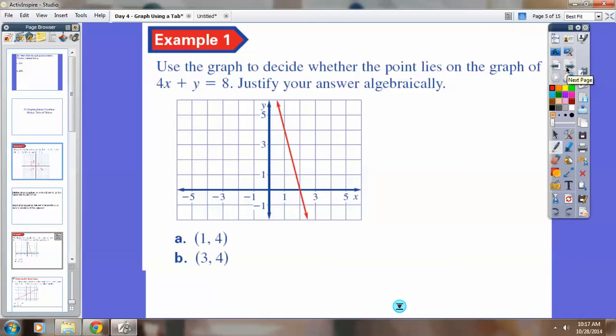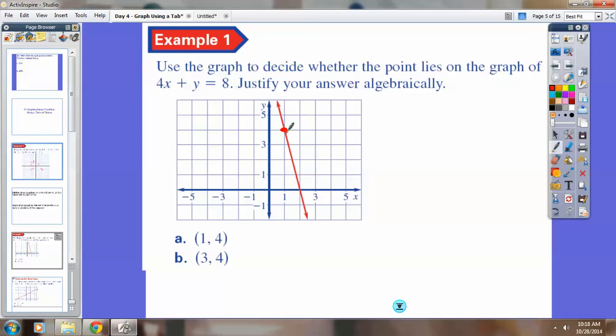So what I've given you in the next example is a graph. It says use the graph to decide whether the point lies on the graph of 4x plus y equals 8. Justify your answer algebraically. Let me back up. If an ordered pair is a solution, that means it falls on that line. Does the ordered pair (1, 4) fall along this line? Take your pencil and put a dot where (1, 4) is. Don't say anything. Just put a dot there. Over 1 and up 4. Is that point on our line? Yes. So it is a solution. If the point falls on our line, it means it's a solution. It works for that equation.